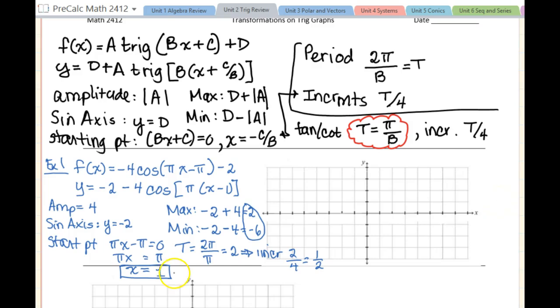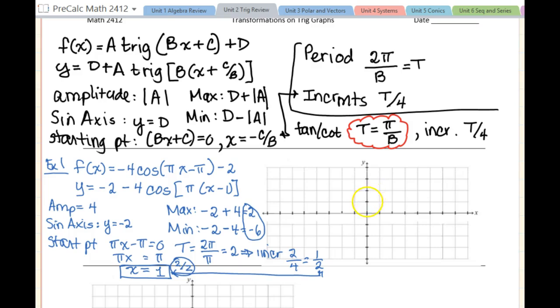Remember, we want our starting point as well as our increments to have the same denominator. So I'm going to change this to 2 over 2. That's the same thing as 1. So our starting point will be at 2/2. So let me show you how that's going to come around in terms of our graph.